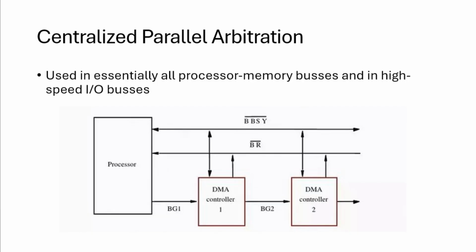And then is centralized parallel arbitration. The advantage for the centralized parallel arbitration is it is very flexible and can assure fairness, because every device has the opportunity to get the bus. But the disadvantage is it is more complicated than the daisy chain. It is used in processor memory buses and in high-speed I/O buses.